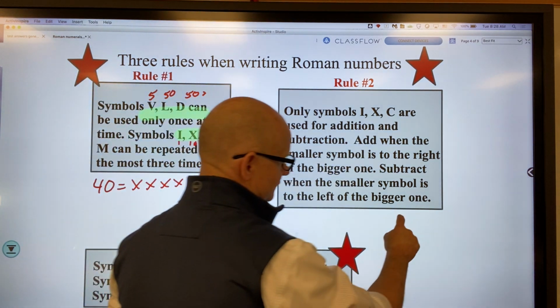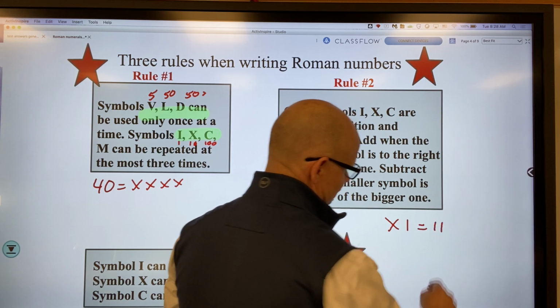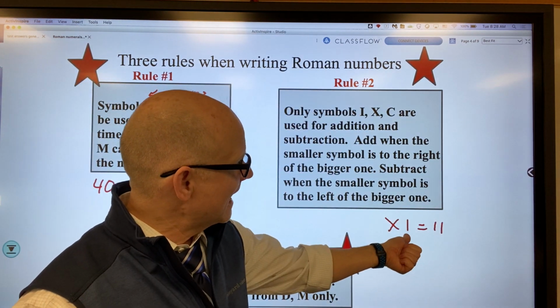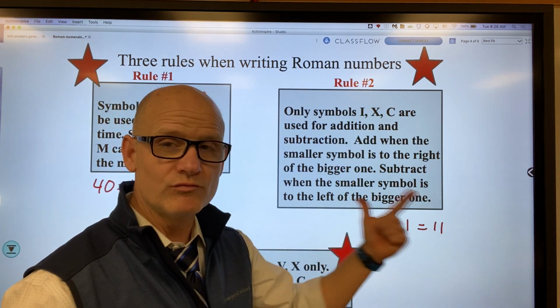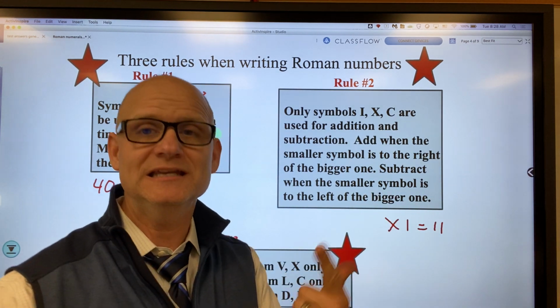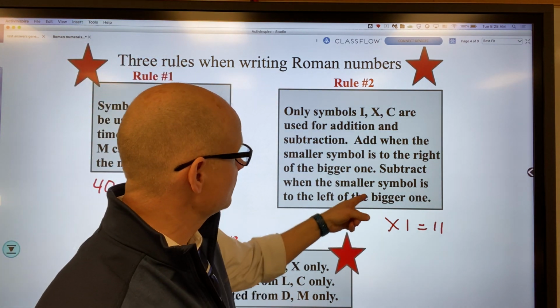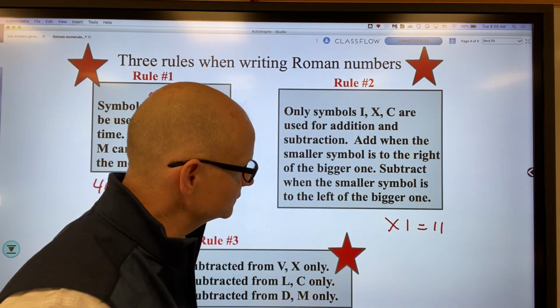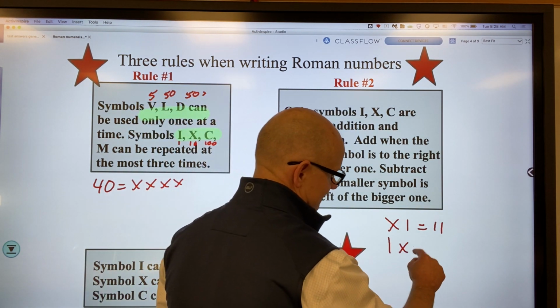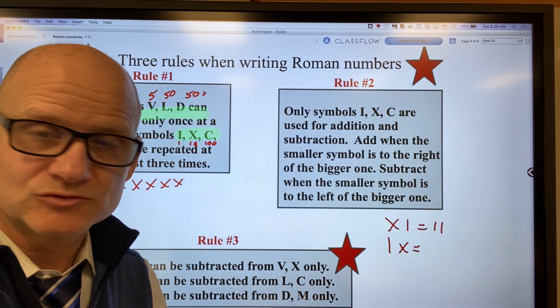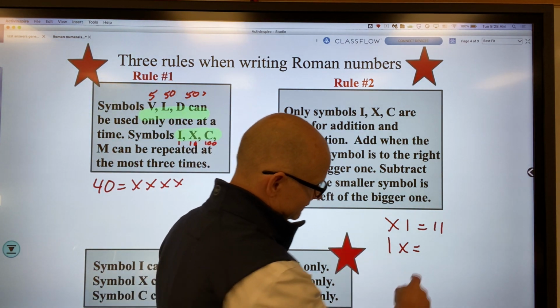So notice this, that is Super Bowl 11, because I can be used for addition, and when it's to the right of the bigger symbol, it can be used as an addition. Subtract when the smaller symbol is to the left of the bigger one. So if I write it like this, the smaller symbol's to the left, I now subtract. Notice because that's a 1 and that's a 10, so this would be 9.